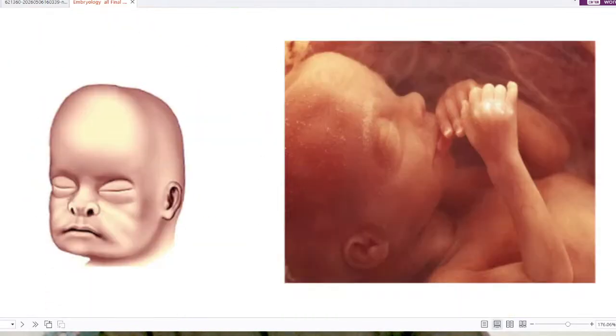Okay, so today we're going to discuss embryology. Mainly, we'll focus on the exam question related part, because embryology is very vast, but we will discuss and focus only on the exam related part.